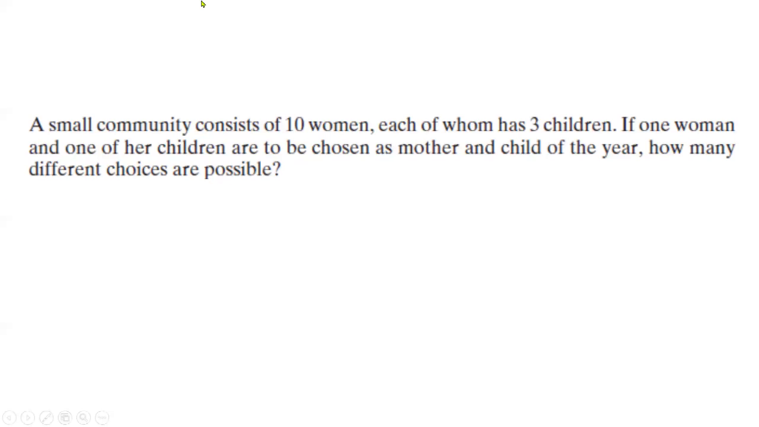Okay, any questions? So how many steps to finish the whole task? There are 2 steps, right? In the first step, we have 10 choices. And after we finish the first step, for the second step, we have 3 different ways to finish, right? So for the whole task, we have 30 different ways to complete the whole task. Any questions?